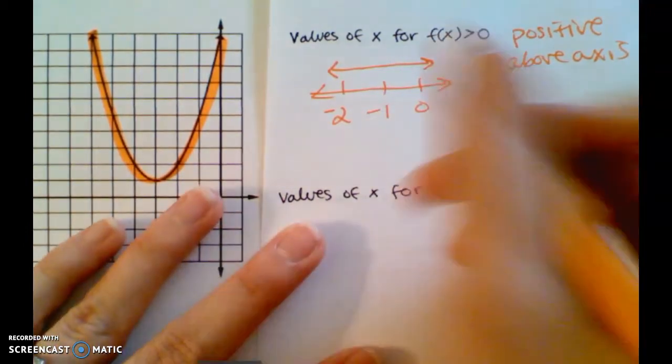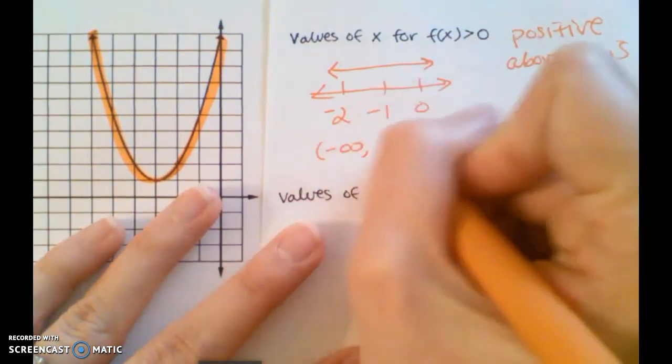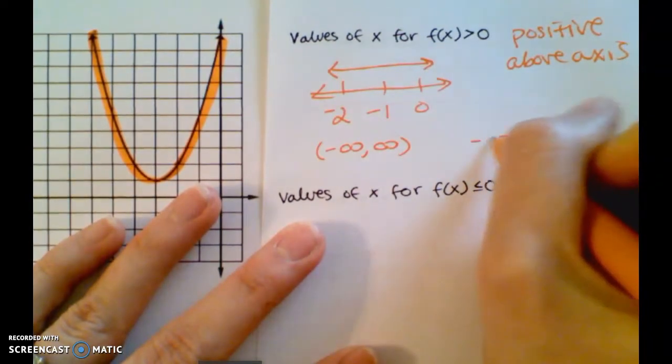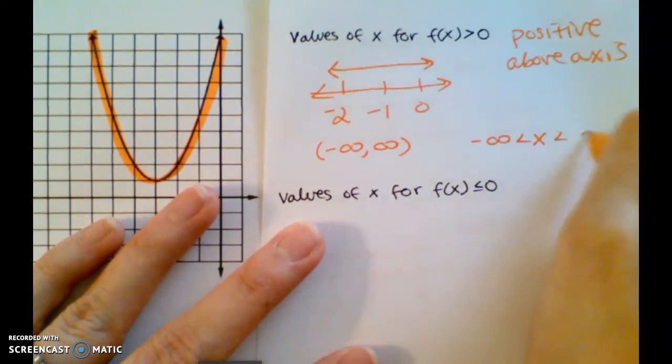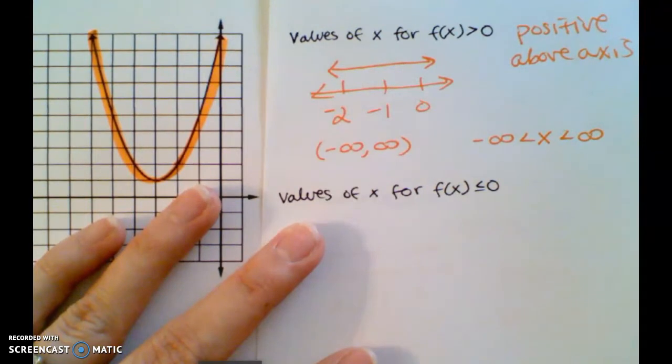So how do we write that as intervals? That would be negative infinity to infinity, or negative infinity is less than x is less than infinity.